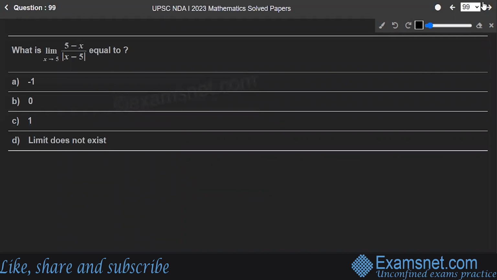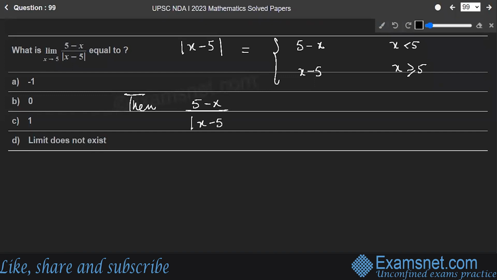Next is question number 99. What is the limit as x approaches 5 of 5 minus x divided by mod of x minus 5? When I talk about mod of x minus 5, it may have two values, that is 5 minus x when x is less than 5 and x minus 5 when x is greater than or equal to 5. Then 5 minus x upon mod of x minus 5 is equal to 1 if x is less than 5 and minus 1 if it is greater than or equal to 5.